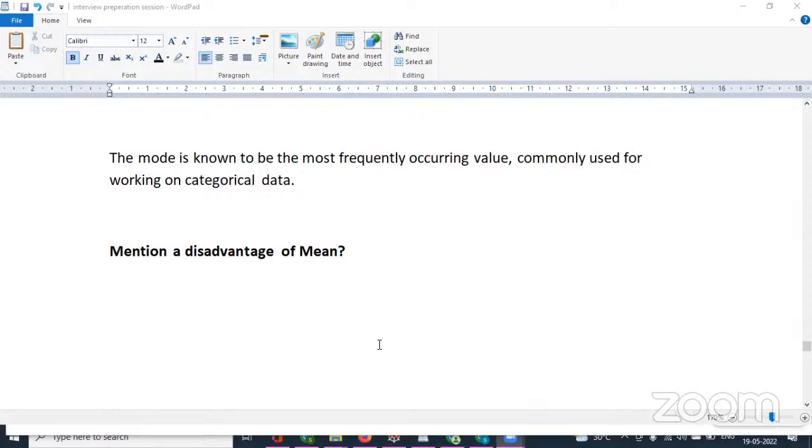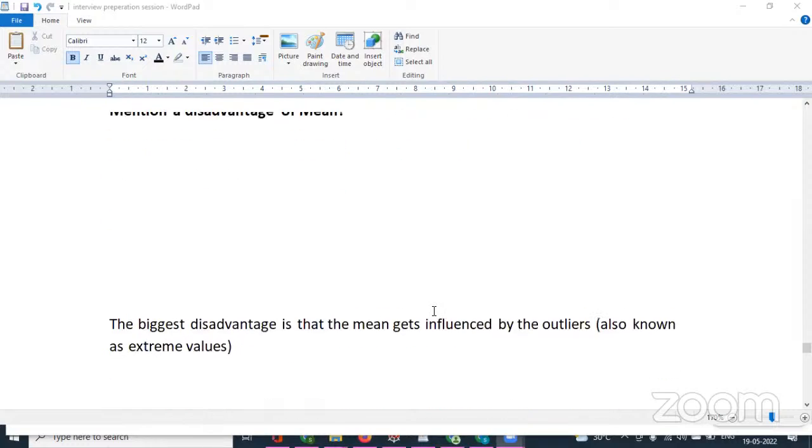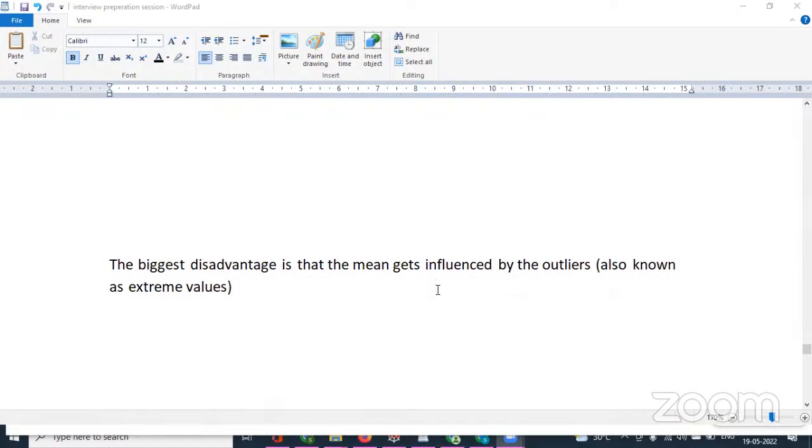Yeah, Vaibhav, absolutely, that is right. The biggest disadvantage of the mean is that it gets influenced by outliers. When you have an extremely high value, let me explain it clearly. See, when you have data, say you have 5 students.